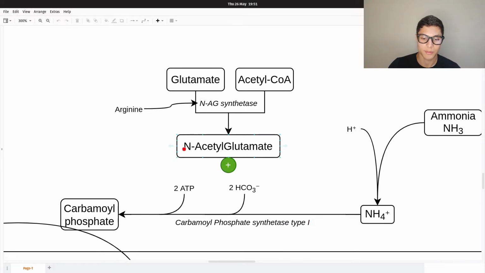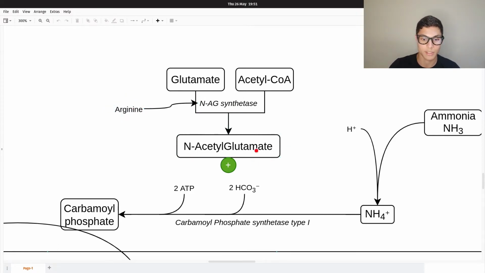A very important molecule that will stimulate this enzyme is N-acetylglutamate. Why is that? We need glutamate, acetyl-CoA and arginine to create this molecule. And this molecule is like a checklist, because it only appears if all of these three are present. This enzyme is N-acetylglutamate synthetase, and arginine is going to stimulate this enzyme. If there is no arginine, we will not get the N-acetylglutamate.